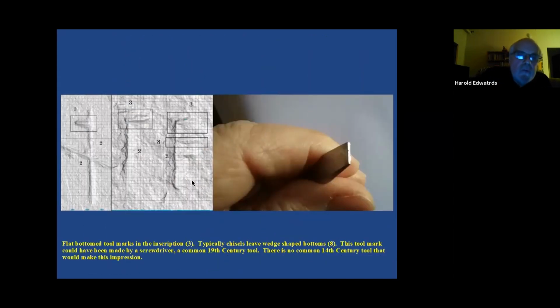Another type of tool mark is this one. This has a boxed bottom. It's like a square tool. The tool that would make that, the modern tool, is a screwdriver, a 19th century tool. And I don't know of any 14th century tool that would make a tool mark like that. Now, certainly they could have made one, but what use would they have had for it?